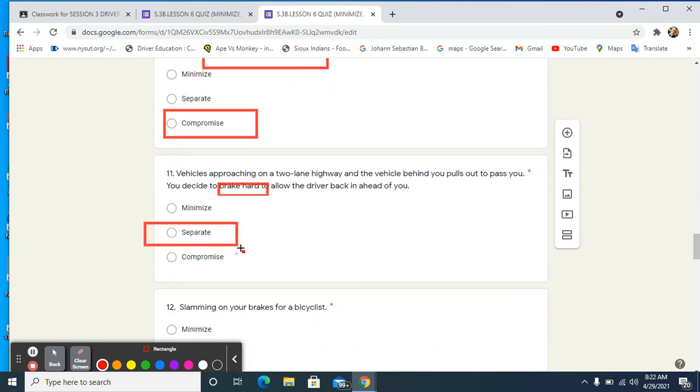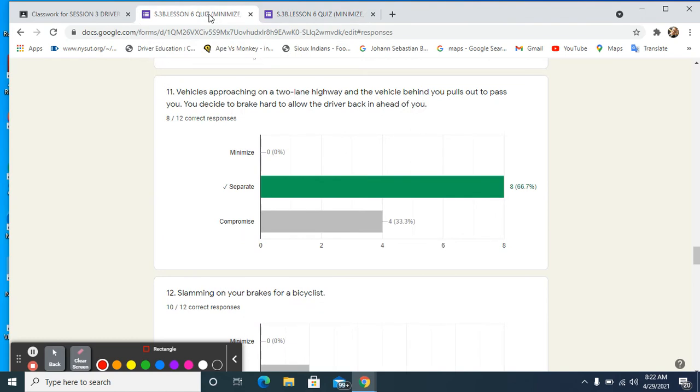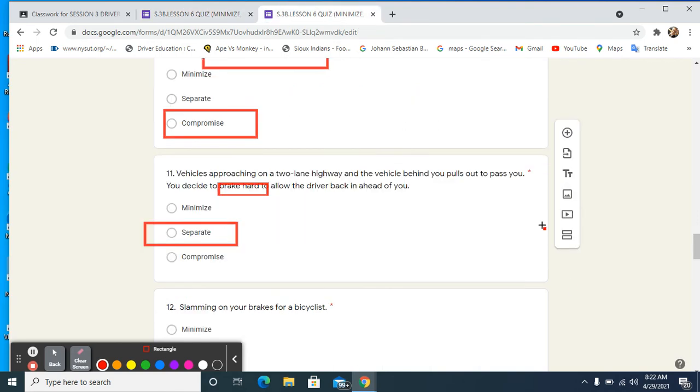We're not coming to a complete and utter stop or going off the road to avoid catastrophe here. We are avoiding catastrophe, but it's because we're bringing our car from, let's say, 55 miles per hour to like 40 miles per hour or 35, okay, in a couple seconds. Okay, this is a question of separate. Okay, we got 66% correct on that. All right.